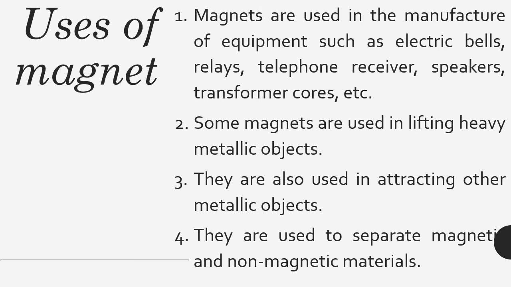Let's look at what we use magnets to do. These are the uses of magnets. Why magnets? What do we use them to do? Number one, magnets are used in the manufacture of equipment such as electric bells, relays, telephone receivers, speakers, transformer cores, and others. Take that in. They are used to manufacture equipment, more especially all these equipment that carry out sound waves, electrical waves, and other kinds of waves. Magnets are used in manufacturing such.